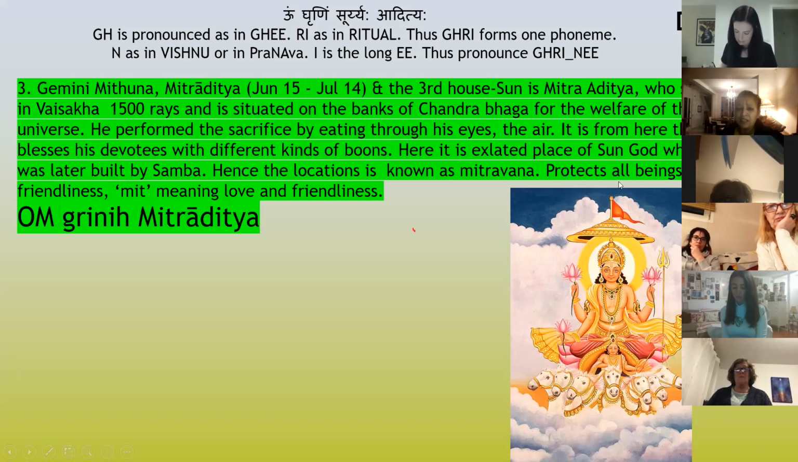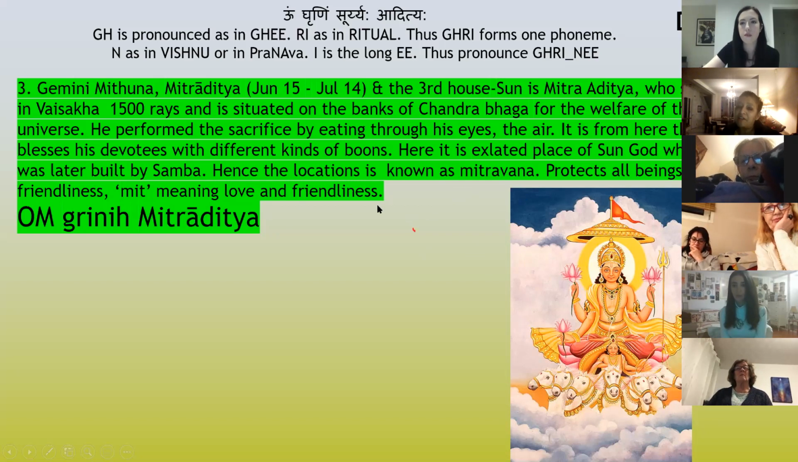It is from here that he blesses his devotees with different kinds of boons. Boons are wish fulfilling and desire fulfilling things. Here is the exalted place of the sun god, which was later built by Samba, Lord Krishna's son, who was cursed with leprosy. And the location is known as Mitravana. Vana is nothing but forest, like a dwelling, and Mitra is the great friend. Mitra literally means love and friendliness.